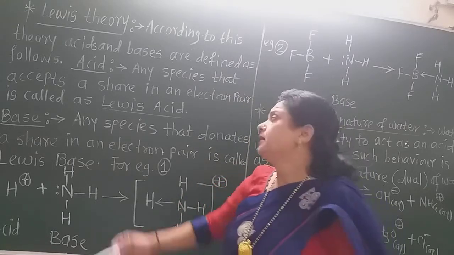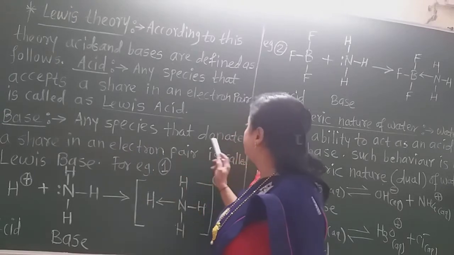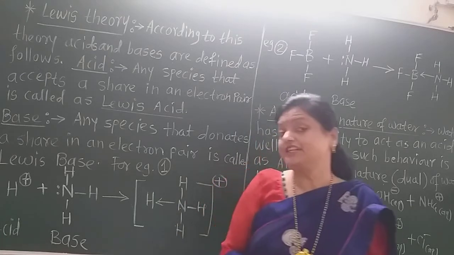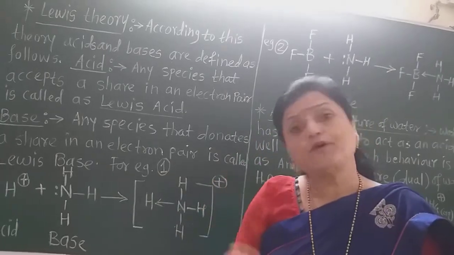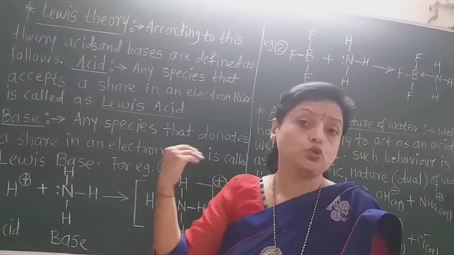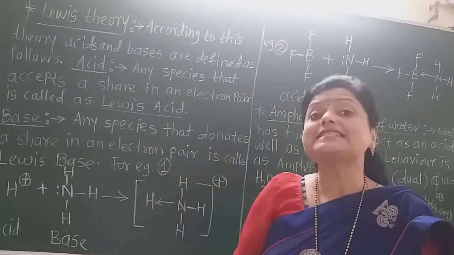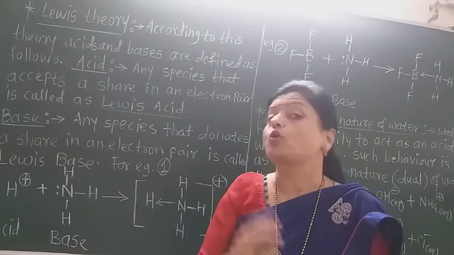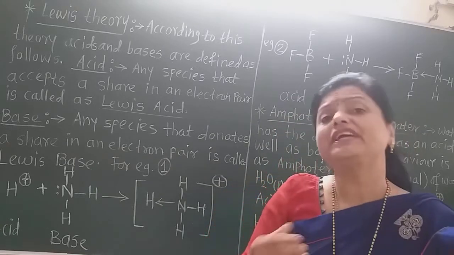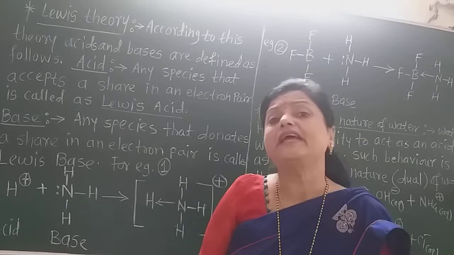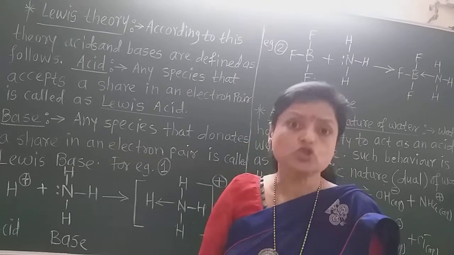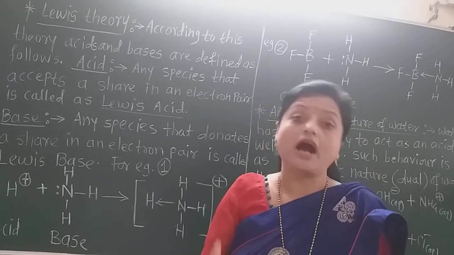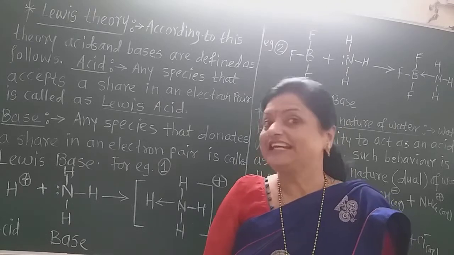And what is a base? Any species that donates a shared electron pair is called the Lewis base. See here students, here there is only the transfer of the electron pair from one substance to another. So the substances which can donate the electron pair to other substances are called bases. All the substances which are rich in electrons are Lewis bases.